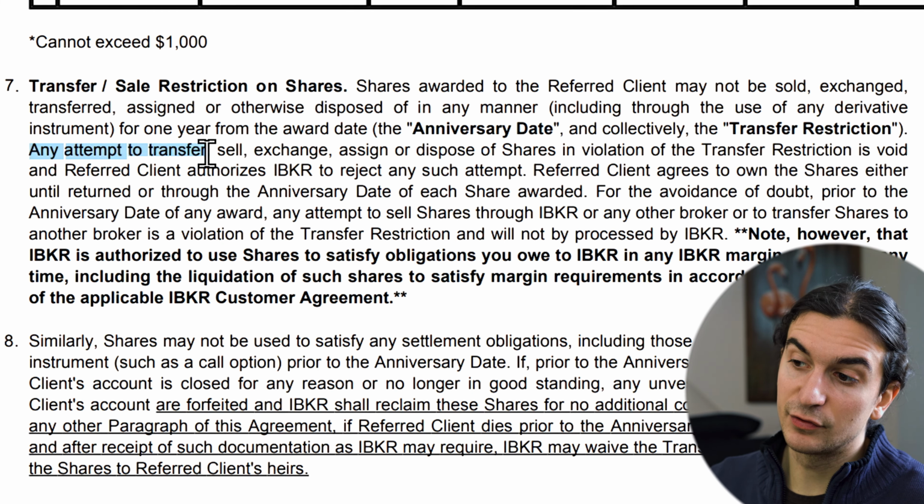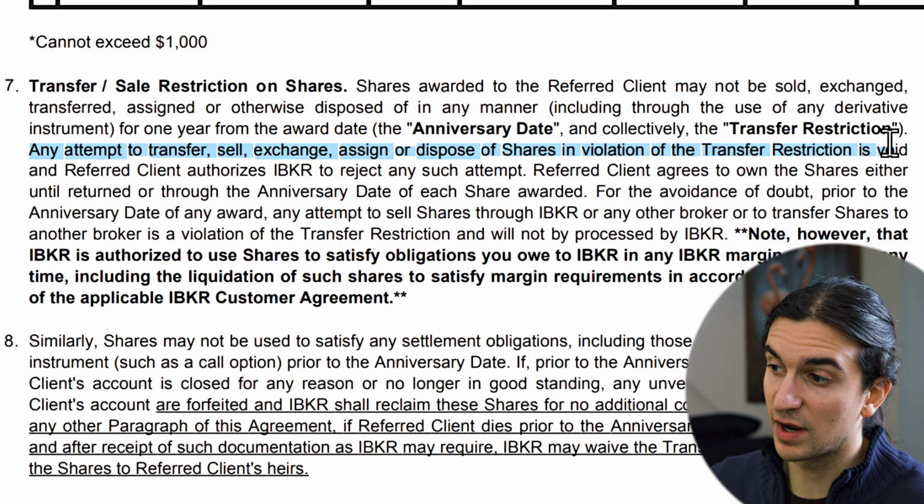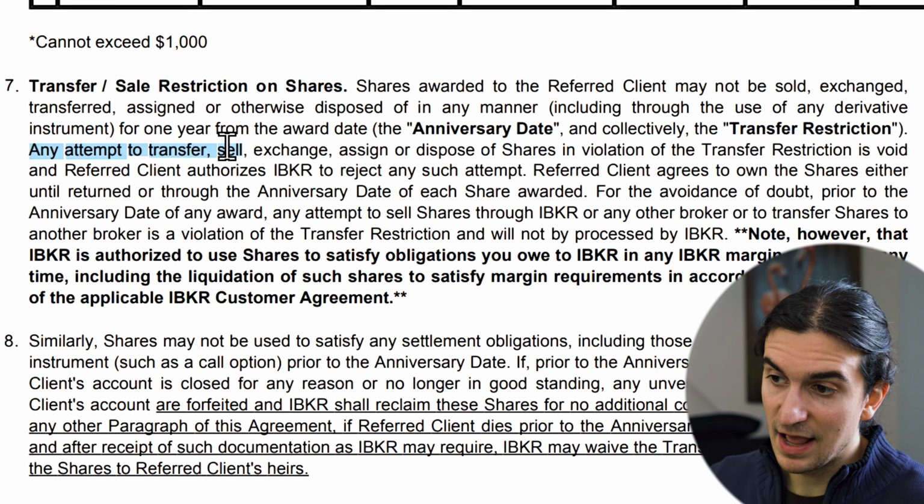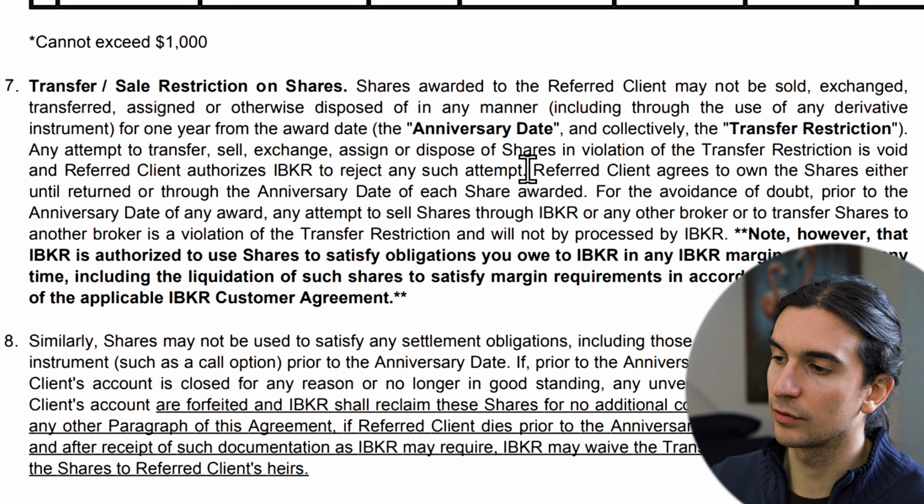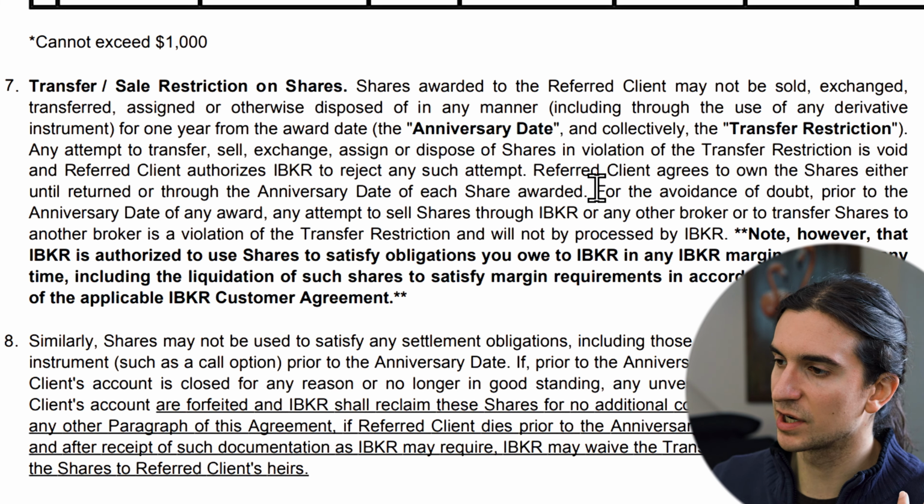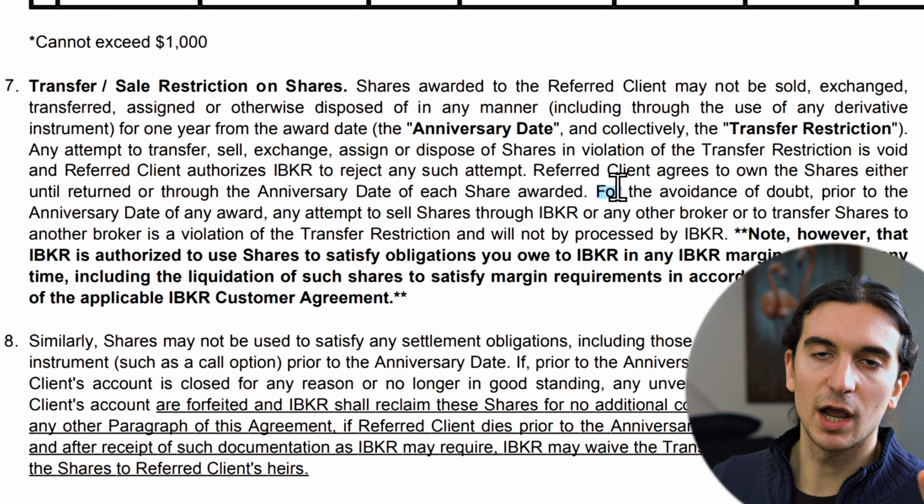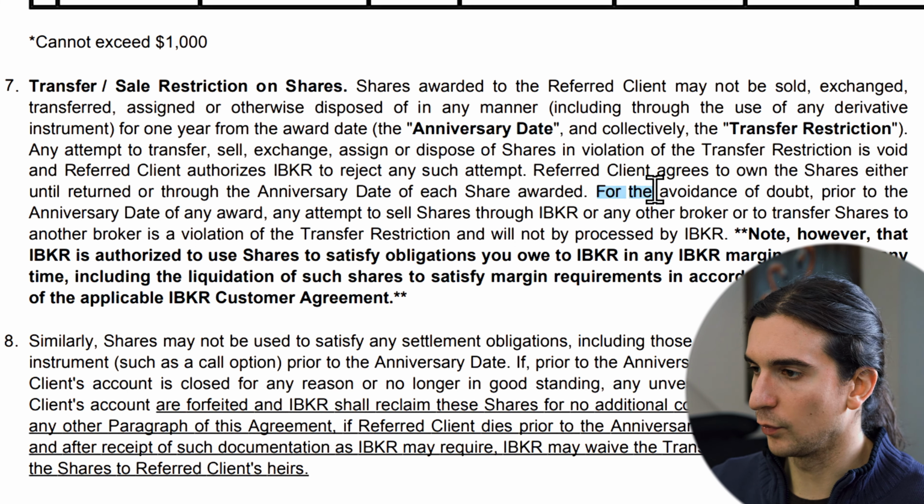Any attempt to transfer, sell, exchange, assign, or dispose of the shares in violation of the transfer restriction is void, and referred client authorizes IBKR to reject any such attempt. So they're just going to reject the order. Most probably that's what they're going to do. They have a system in place that's most probably just going to reject anytime you try to sell that order. It's just going to say you're not allowed to sell them for whatever reason.